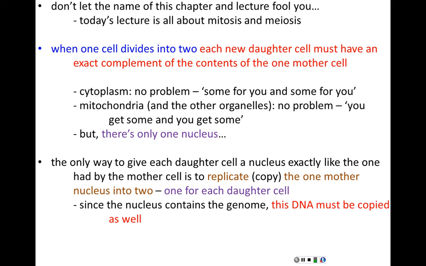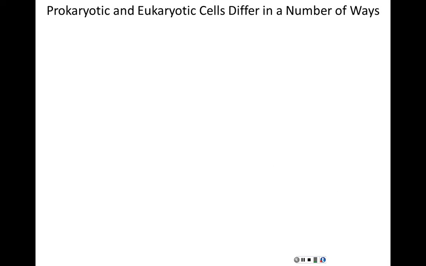Now, the nucleus is the home of the genome. The DNA exists in the cell's nucleus. So if we're copying the nucleus, what we really mean we're copying is the DNA that it contains. That is the real crux of mitosis. So why is mitosis needed in a eukaryotic cell and not a prokaryotic cell? Well, to have that discussion, let's first be sure that we're absolutely confident what the differences between these two cell types are.